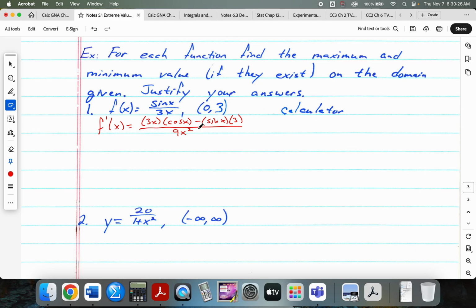All right. Is there a place where the derivative does not exist? 0. Is that a problem for us on this problem? No, because it's not in the domain. So we don't have to worry about that. So we need to look for a critical point between 0 and 3. So for the critical point, I only need the numerator to be 0. That can make what you put into the calculator a little bit simpler. It'd be 3x cosine x minus 3 sine of x.